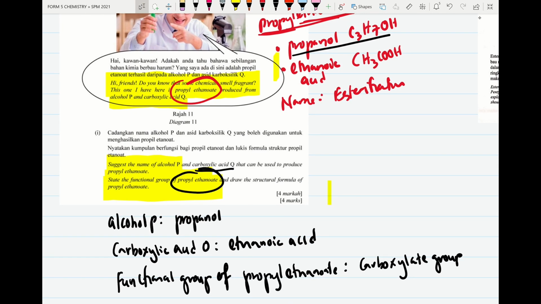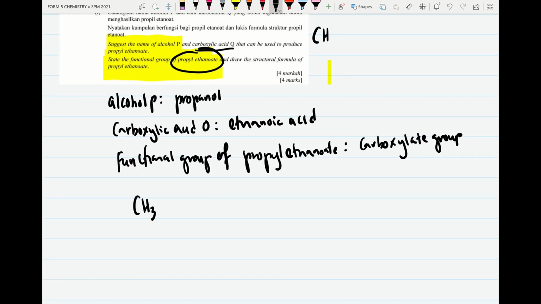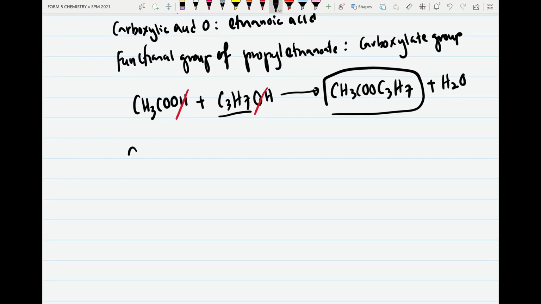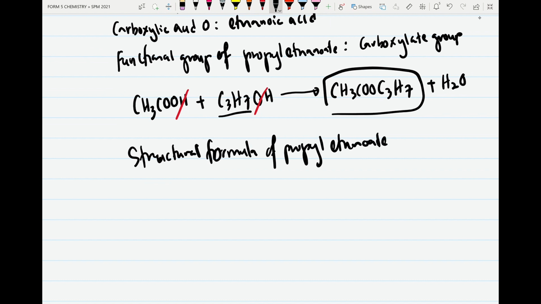All right, next they want us to draw the structural formula of propyl ethanoate. So we try to draw the equation here: ethanoic acid, CH3COOH, reacted with propanol, C3H7OH. I will get the molecular formula first. So we got CH3COOC3H7 plus water. So I take this structure and draw the structural formula of propyl ethanoate.